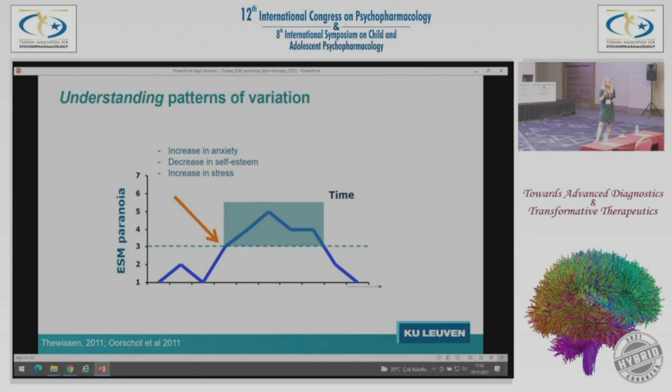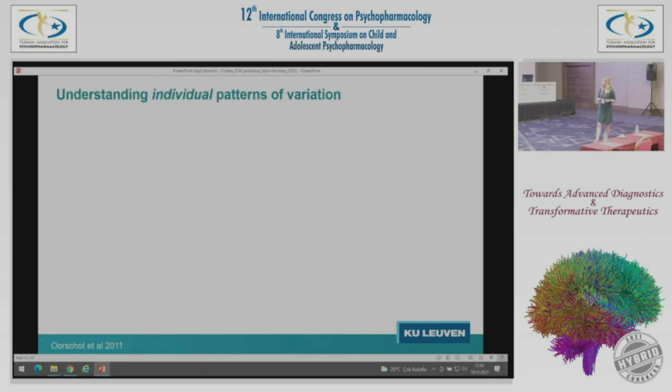Now, what was an interesting finding for us was that group findings are not predictive for individual findings. So what we did was we looked at this association between mood, for example, mood and self-esteem, and paranoia. And then we, rather than looking at the group level, we looked at each of these individuals separately. And of course, with experience sampling, you can do that because you have a lot of data for each individual. You don't have 60 beeps.